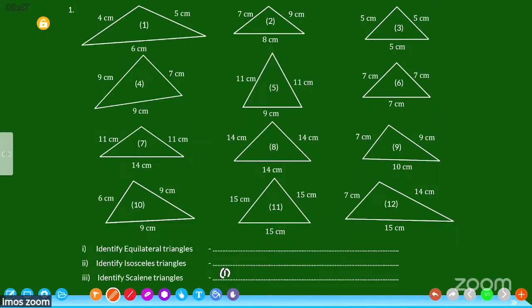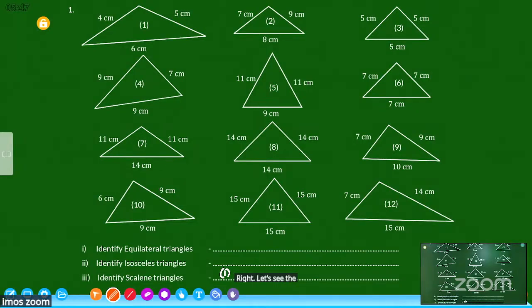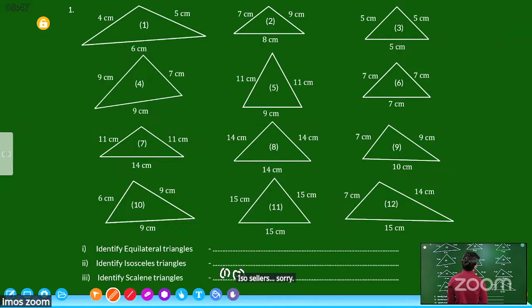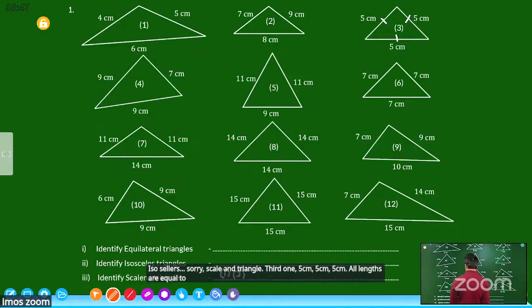Right, let's see the second one. Second one, we can see here 7, 9 centimeters, 8 centimeters. All are different in length. Because of that, it is a scalene triangle. Third one, 5 centimeters, 5 centimeters, 5 centimeters. All lengths are equal to each other. Because of that, it is an equilateral triangle.